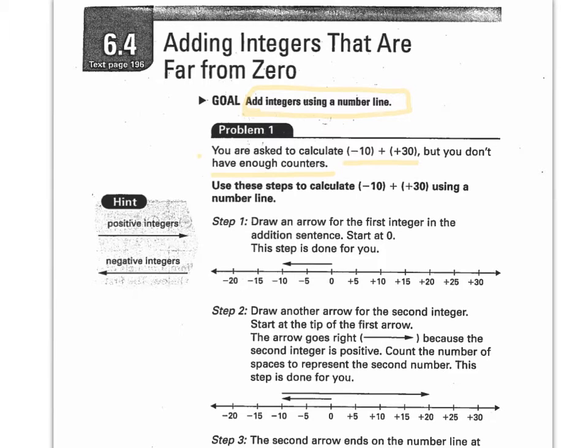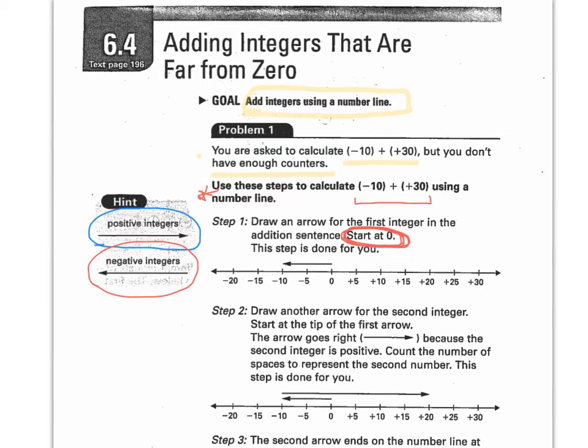Remember that any line that moves to the right is representing a positive integer. Any line that moves to the left represents a negative integer. So let's follow these steps. We are calculating -10 plus +30. Step 1, we have a number line. We are going to always start at 0. Always start at 0 when you use a number line when adding integers.